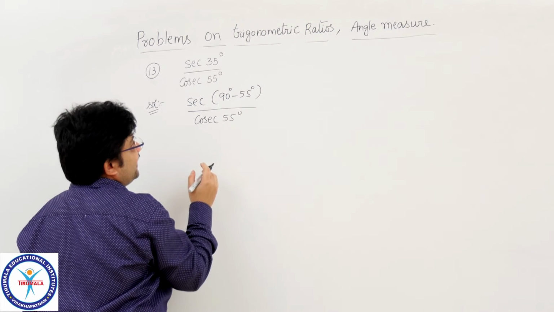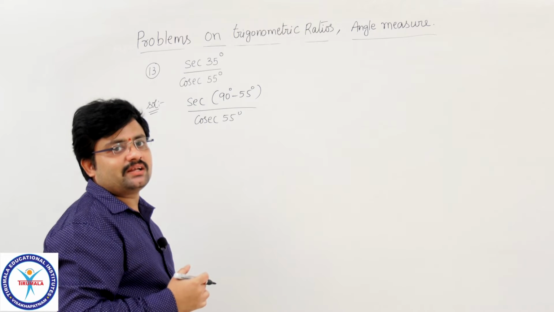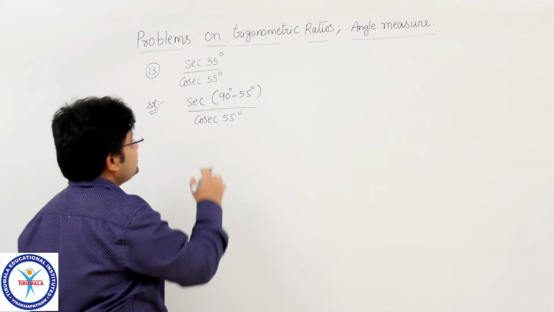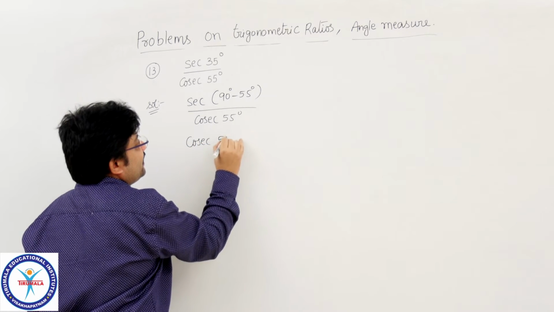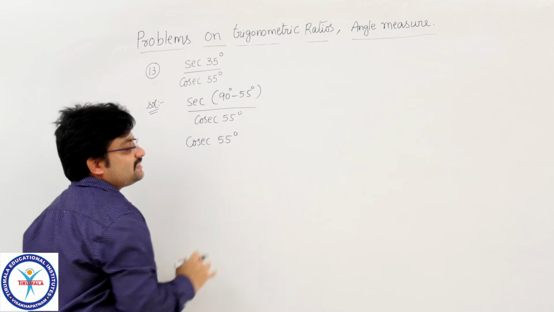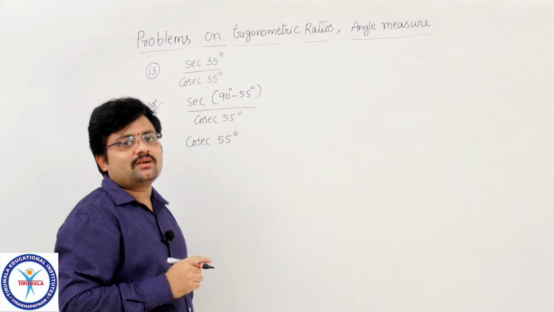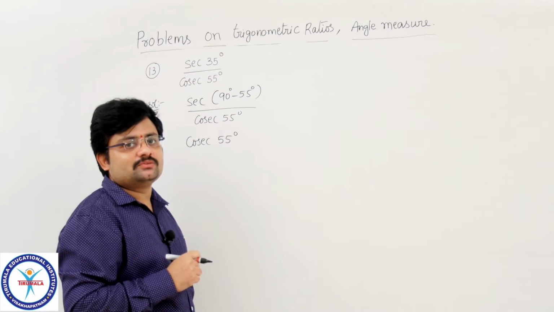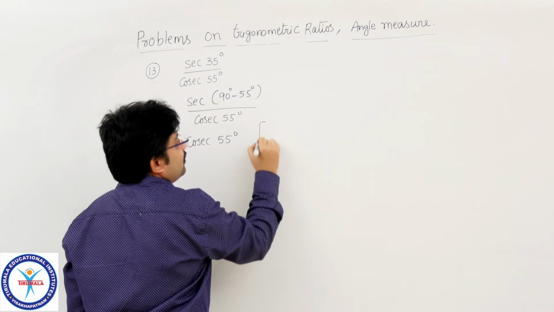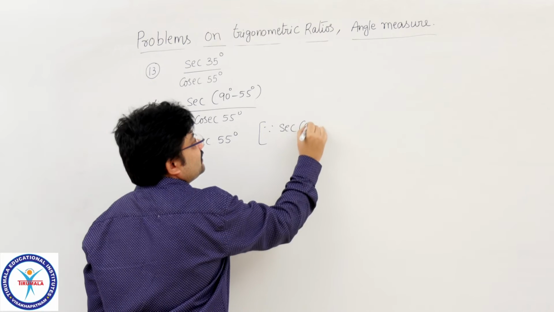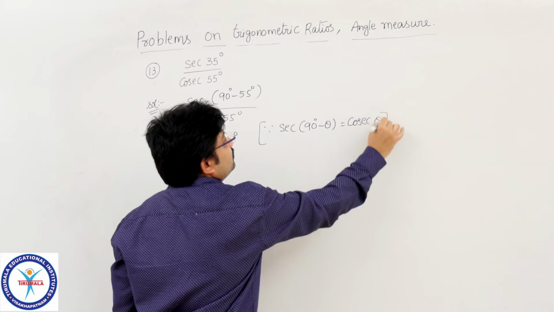So, there is a change for 90 plus or minus theta, 270 plus or minus theta, the trigonometric ratios will be changed. So, the secant is changed to cosecant, that is cosecant 55 degrees. 90 minus theta lies in the first quadrant. In the first quadrant all trigonometric ratios are positive. So, that is why I have cosecant 55 degrees as the numerator, because secant of 90 degrees minus theta is cosecant theta.